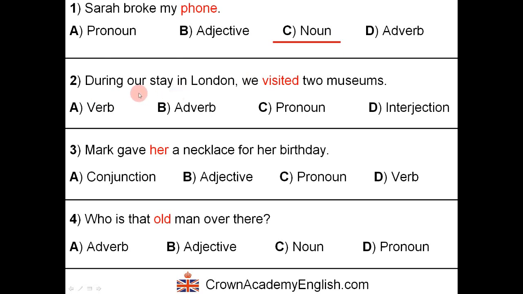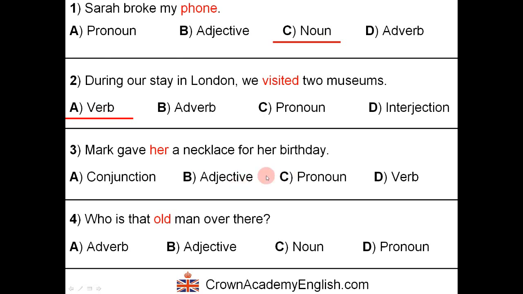Question two, during our stay in London, we visited two museums. So what type of word is visited? Well, the answer is, it's a verb. It's an action. Okay, so visited is a verb.